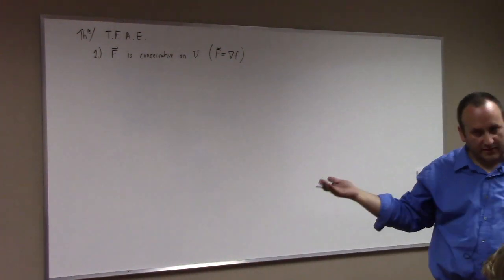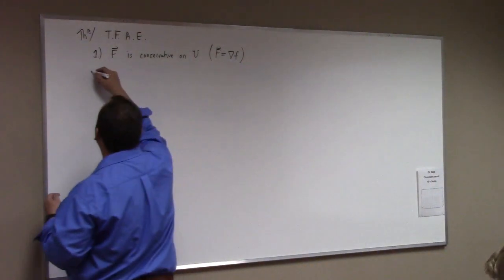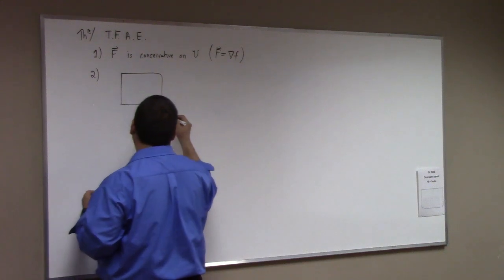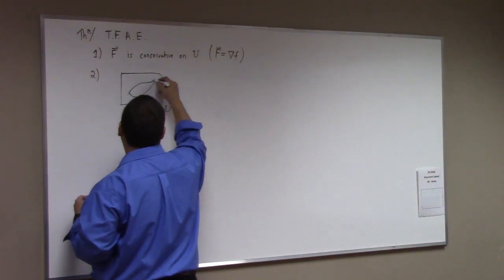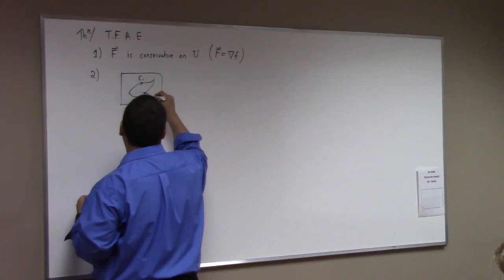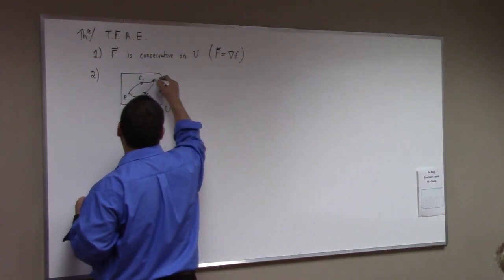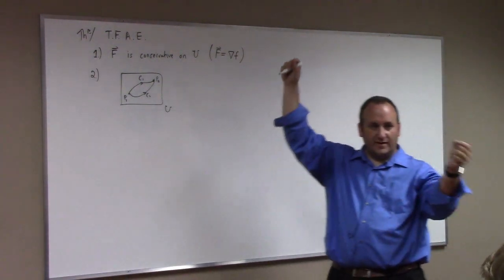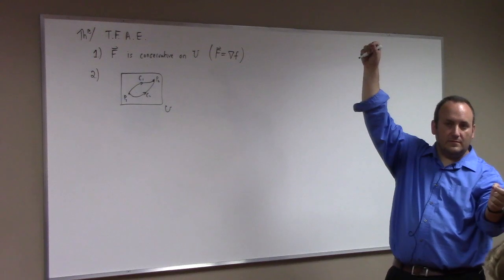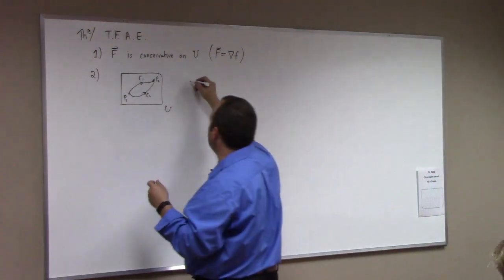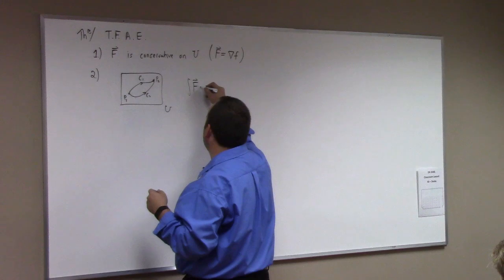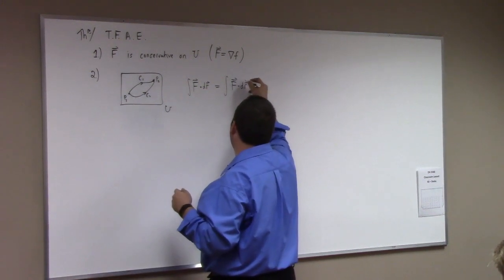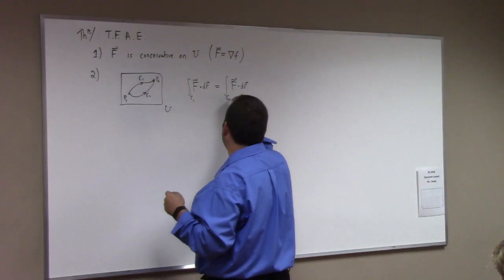That's our definition, all right? Two, if here's my picture of U, if we have any two paths, C1 and C2, and they have common terminal points, so two paths that start and stop at the same points, then what can we say about the conservative force? The integral of F dot dr over C1 is equal to the integral of F dot dr over C2.